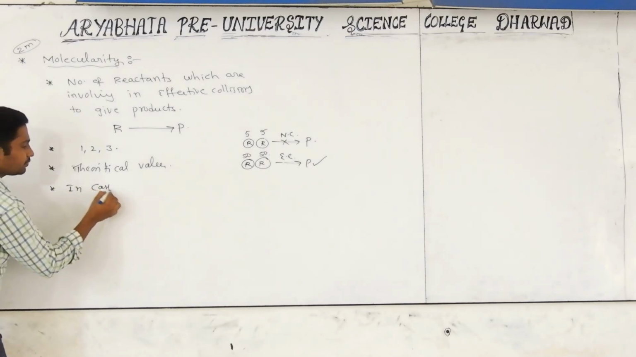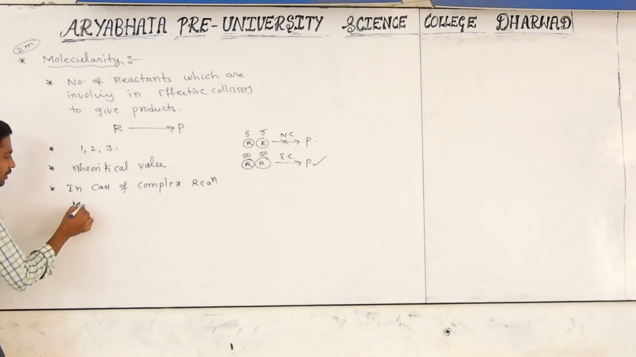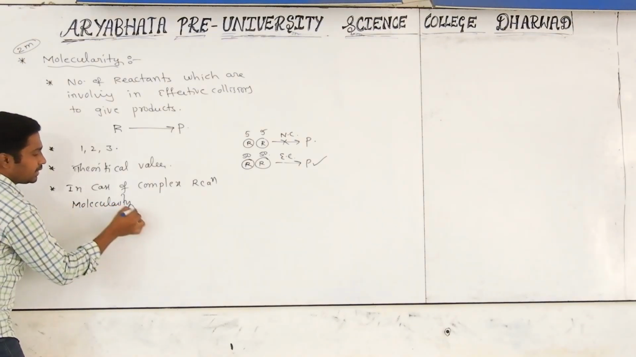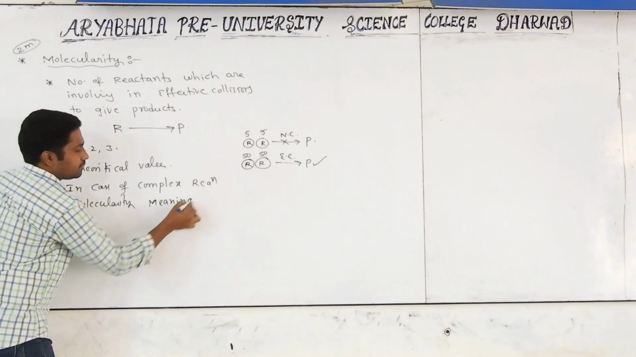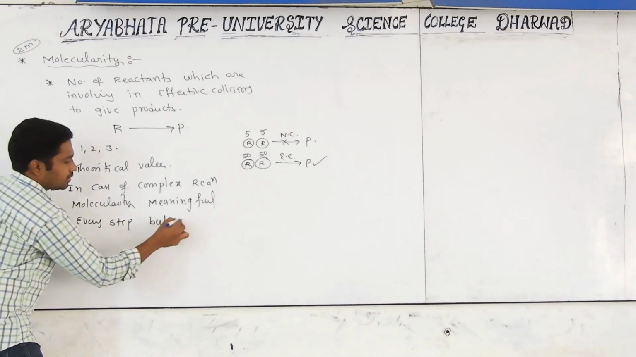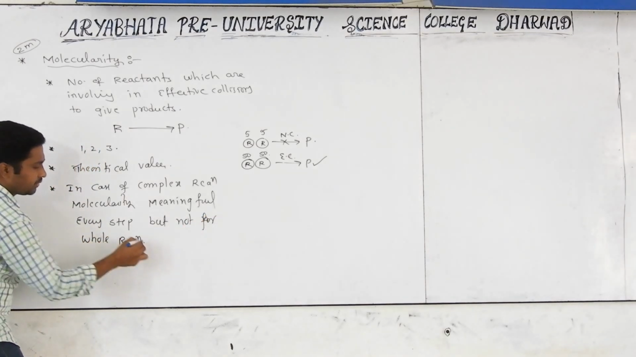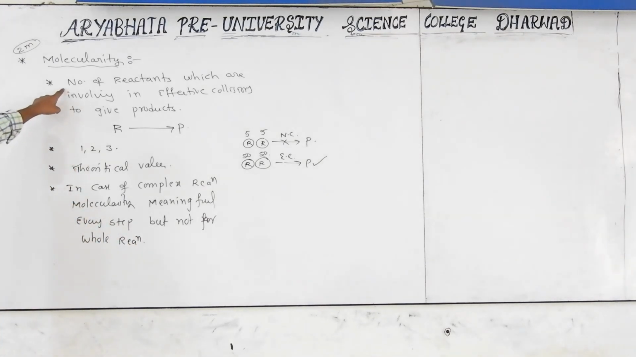But this is a very important point. In case of complex reactions, molecularity is meaningful for every step, but not for the whole reaction. Every word has meaning here. The number of reactants which are involved in the effective collisions to give the products is called molecularity, maybe 1, 2, 3, that's it. And molecularity is a theoretical value, just by theory we can get it, no need to do any experiment. In case of a complex reaction, molecularity is meaningful for every step but not for the whole reaction.